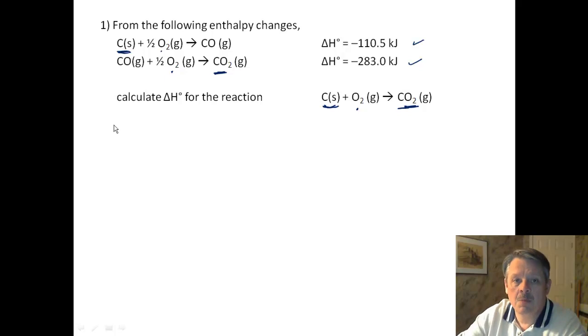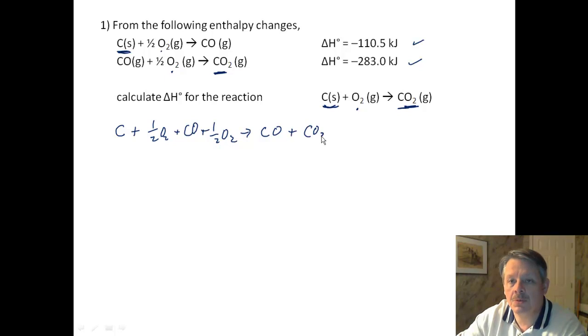So I think if I combine these two equations, I get C plus half an O2 plus CO plus half an O2, and that gives me, on the right-hand side, CO plus CO2. All right, well, I notice I've got CO on both sides, so they cancel. And I can combine these two, so I get C plus O2 gives me CO2. And that's exactly what I'm looking for here.